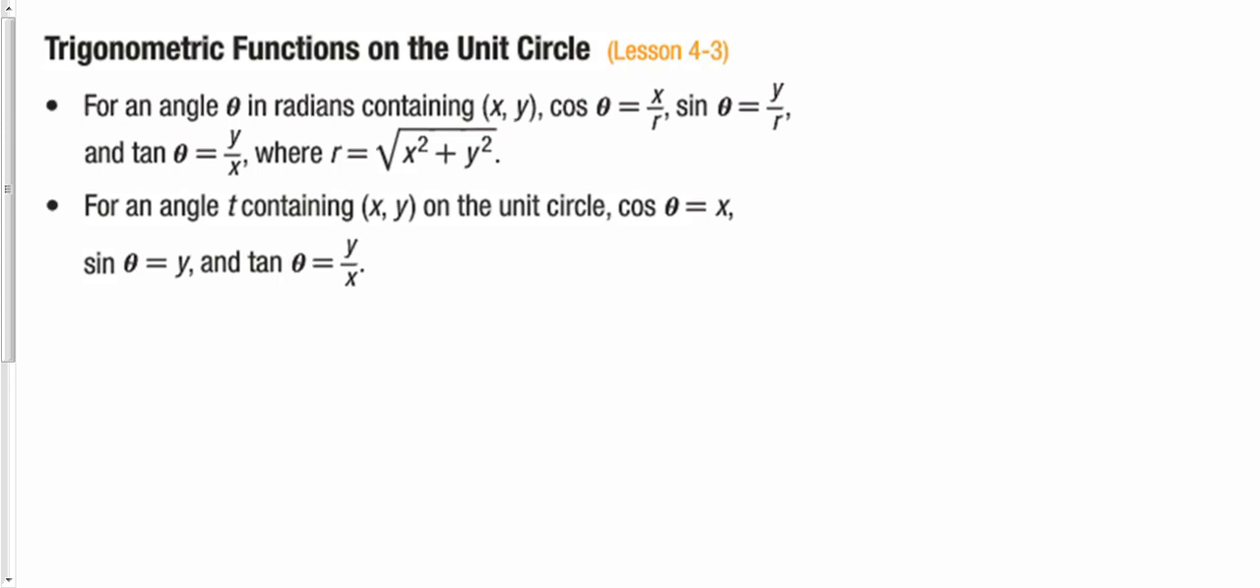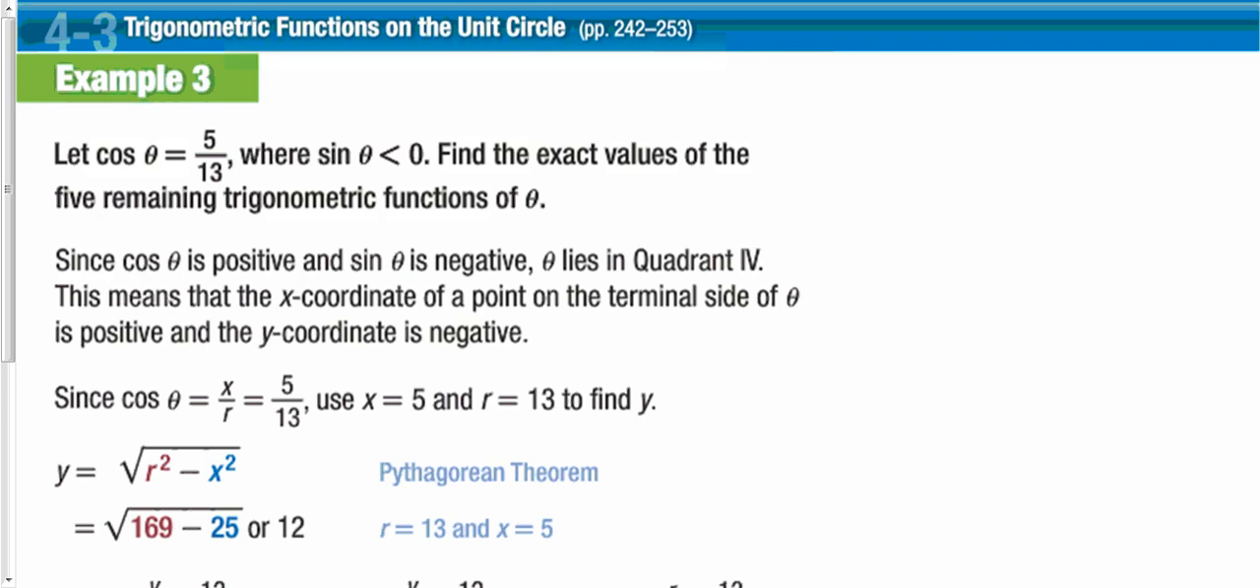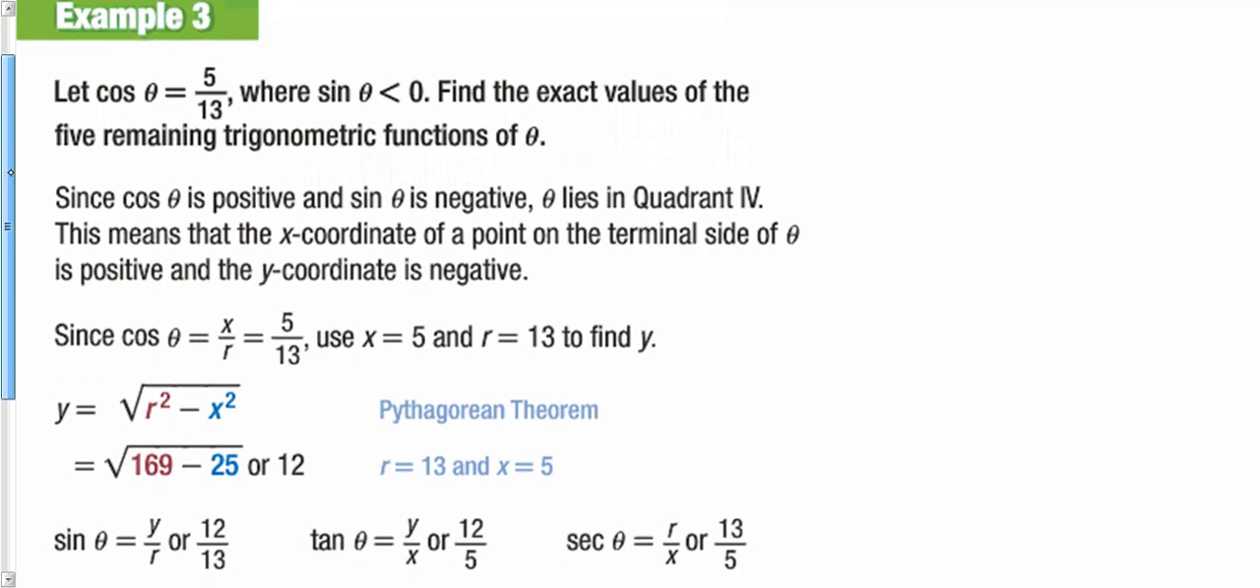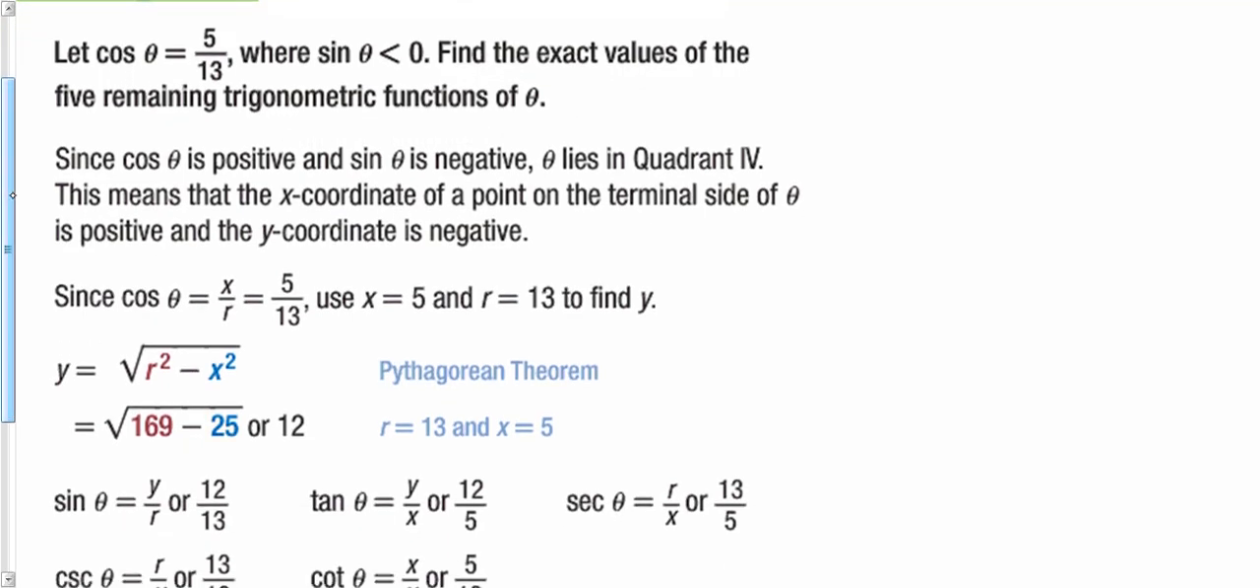The next point here: an angle containing x, y in the unit circle. If we're dealing with the unit circle, the cosine is equal to x, sine is equal to y, and tangent is y over x. If we're dealing with something that's not a unit circle, you have to factor in the radius. Here's a quick example. Let cosine of theta equal 5 over 13. Find the exact values of the 5 remaining trig functions.